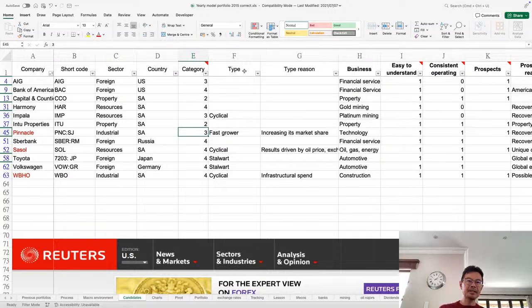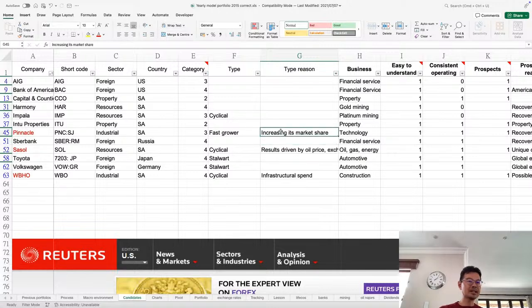Okay, and then here is the type. So type is looking at the Peter Lynch method to say, is it a cyclical, is it a fast grower, is it a stalwart company. Okay, and then here is the reason to say it's such a case.